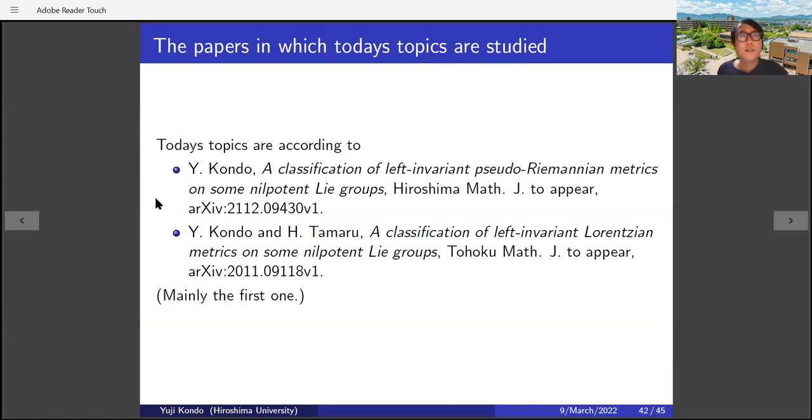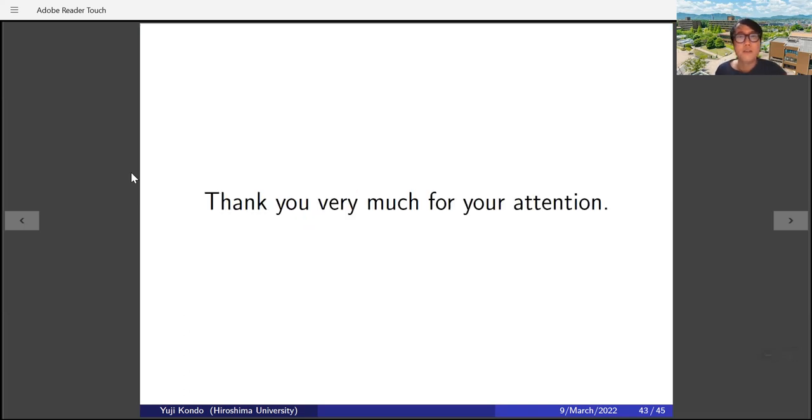Finally, I will show the papers in which today's topics are studied. Today's topics are according to these two papers, and mainly based on the first one. Thank you very much for your attention.